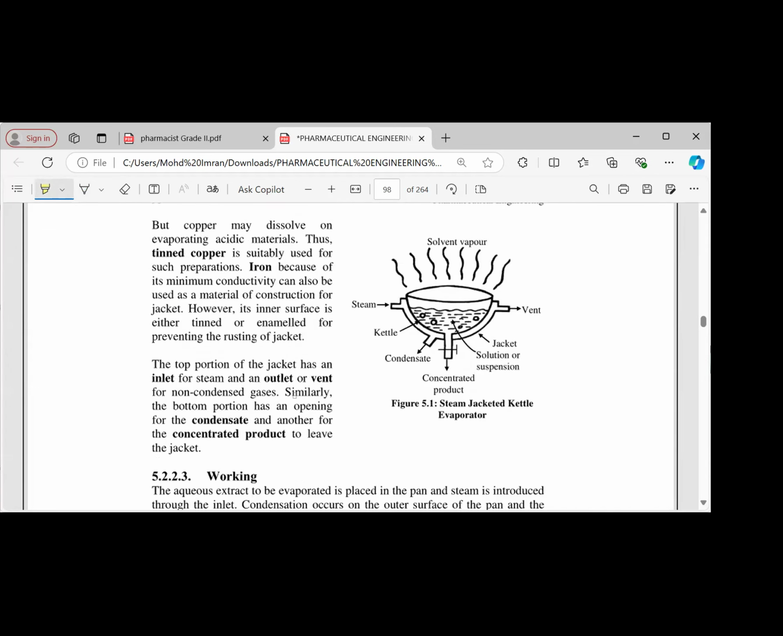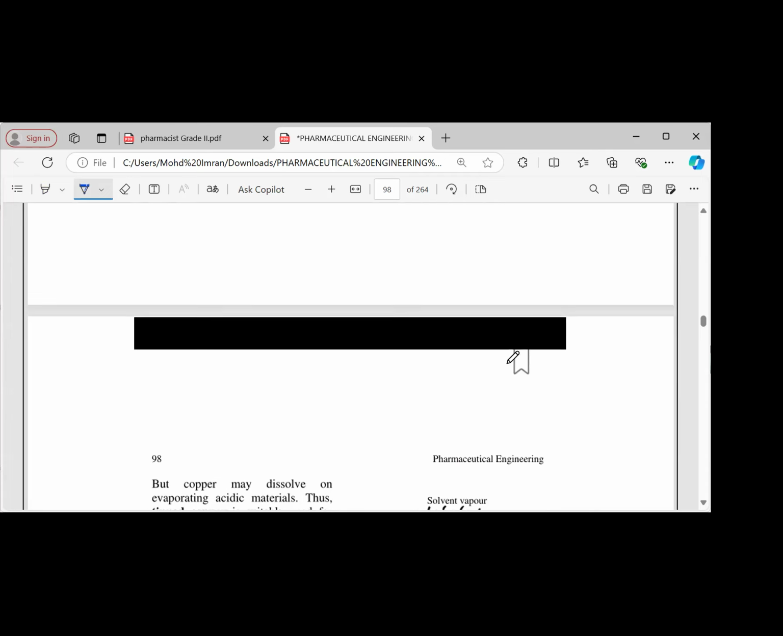You can see the construction as shown in the figure. We have a steam jacketed kettle. The kettle maintains its temperature because of the steam we are passing into it. This is the inlet for the steam, and this is the vent from where the steam comes out. And this is the outlet for the product, where the concentrated product will come out. Simply, in this steam jacketed kettle, we fill the product which is to be evaporated. Then we evaporate it by passing steam from the steam inlet present in the jacketed kettle.